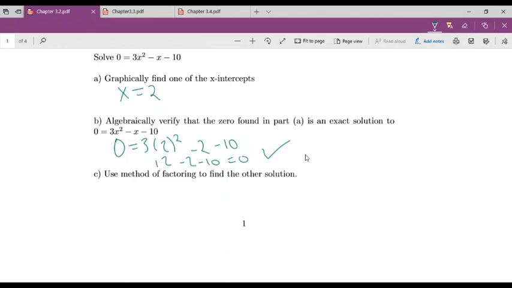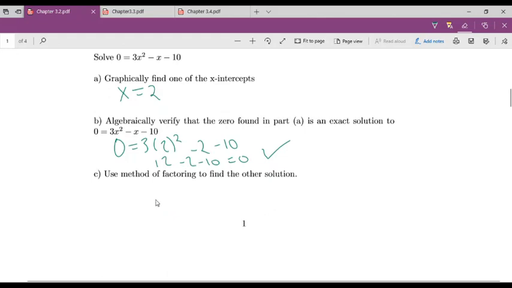Now part C says use a method of factoring to find the other solution. This one might be where it gets a little harder for you. But essentially, we've got x equals 2 as a solution. So let me go ahead and back solve this for you. Sometimes it helps if I back solve it.